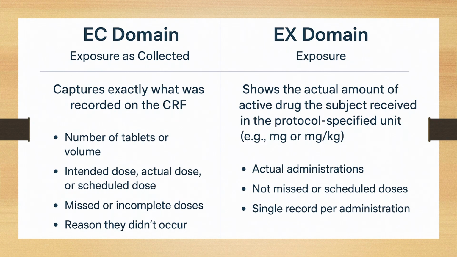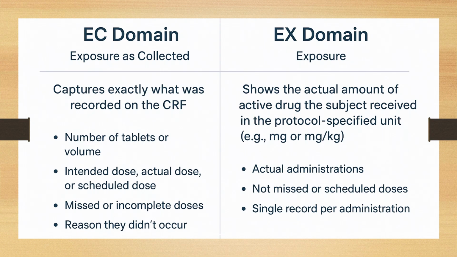Based on the examples which we have gone through, we can summarize the difference between the EC and the EX domain. The EC domain is the exposure as collected, and it captures exactly what was recorded on the CRF. That means it shows the treatment information as it was collected at the site, whether or not the study was blinded. It can include details like the number of tablets or volume administered, the intended dose, the actual dose, or the scheduled dose. It also includes information about missed or incomplete doses along with the reasons why they didn't occur.